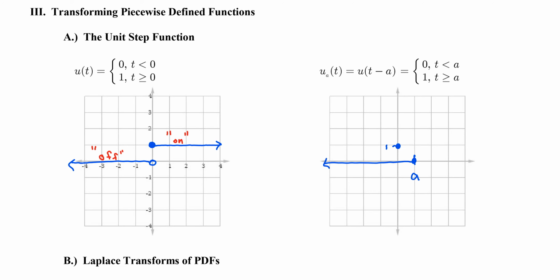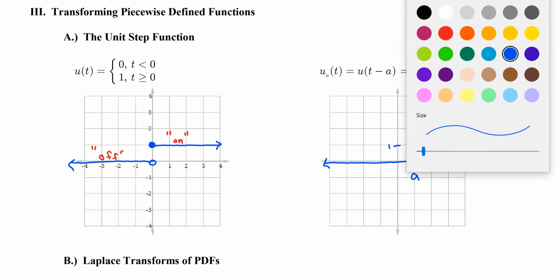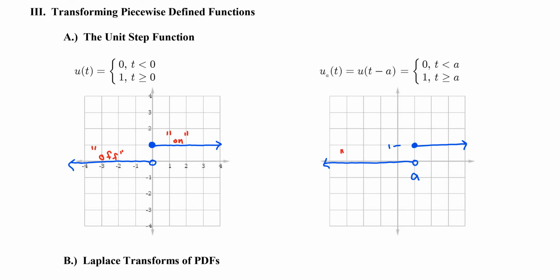This has the value of 1. Translate that to the right. Make sure I get my endpoints correct. That's going to be a hole. That's going to be a solid point. So the idea here is the function is off until we get to a. If we're looking at t measuring time, after a seconds, the function turns on.